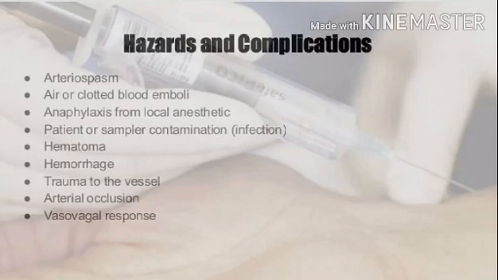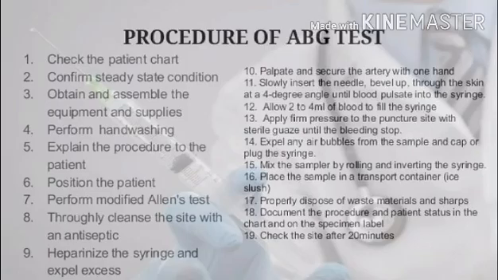For hazards and complications of arterial blood gas analysis: number 1. Arteriospasm. Number 2. Air or clot emboli. Number 3. Anaphylaxis from local anesthetics. Number 4. Patient or sampler contamination or infections. Number 5. Hematoma. Number 6. Hemorrhage. Number 7. Trauma to the vessel. Number 8. Arterial occlusion. Number 9. Vasovagal response.